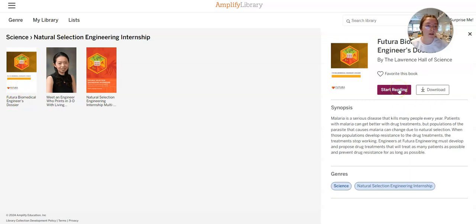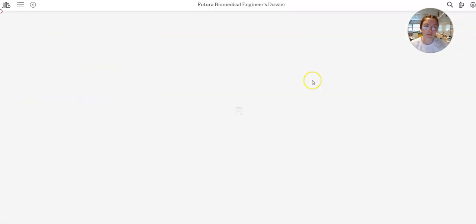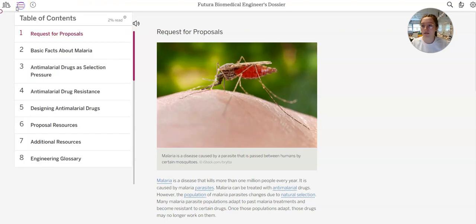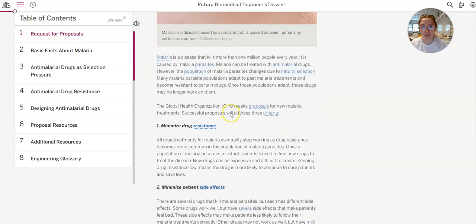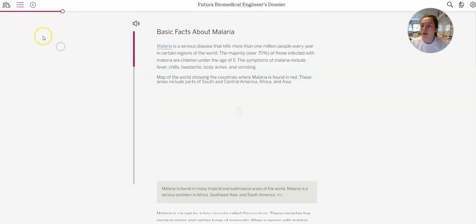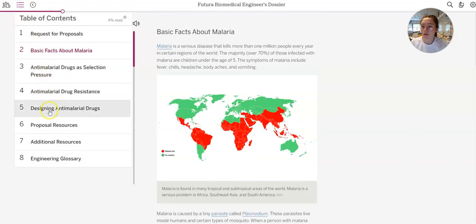I'm going to start reading. In the dossier, ew, gross first picture. Yucky bugs, okay? And the first request for proposals. This is our chapter 1. So our chapter 1 questions are with this information, okay? Chapter 2, 3, 4, and 5. Okay, we should be reading all these and answering our questions.